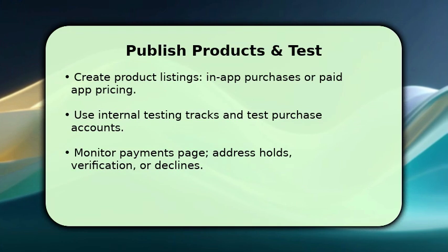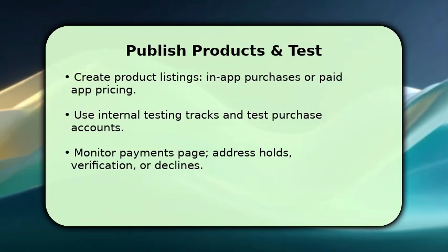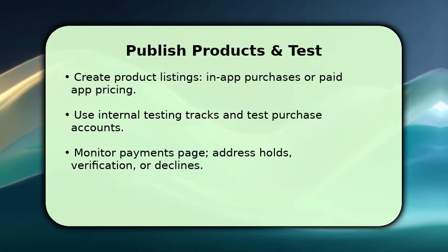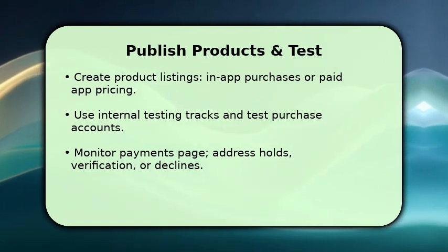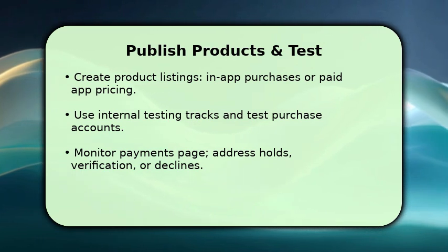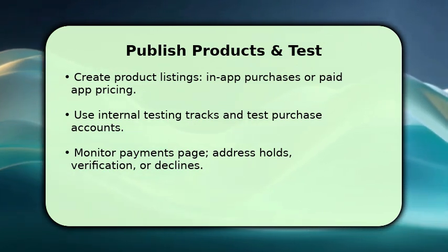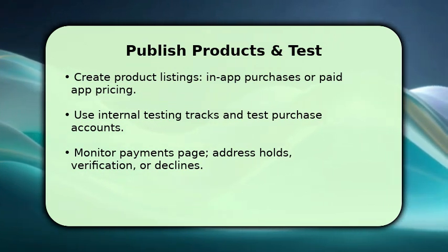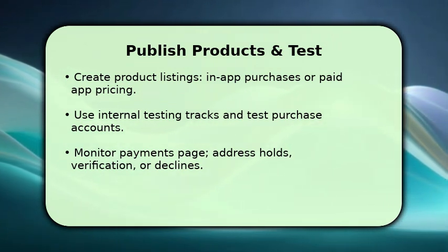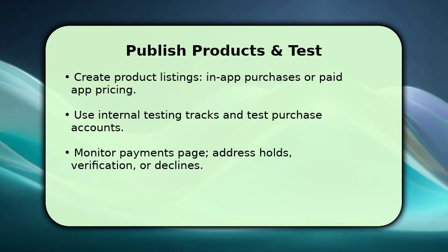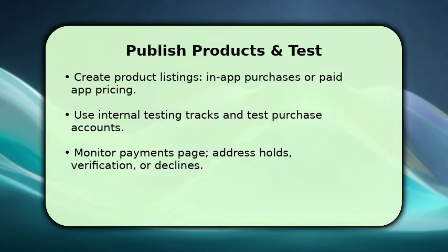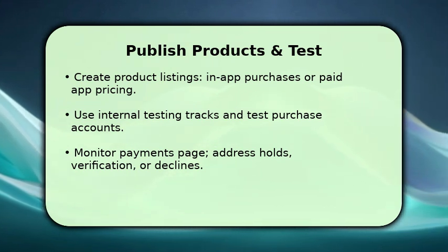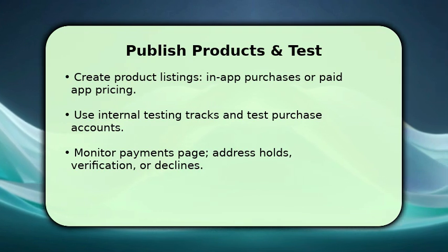Finish by creating your paid app or in-app product listings and assigning clear pricing and territories so users see accurate costs. Once listings exist, use internal testing tracks with test purchase accounts to simulate buys and confirm receipts, subscription flows, and fulfillment. After publishing, monitor the payment center for pending payouts or account holds. If payments are withheld, check tax and bank info immediately. If purchases fail, rerun tests and review Play console warnings to resolve verification or policy issues.